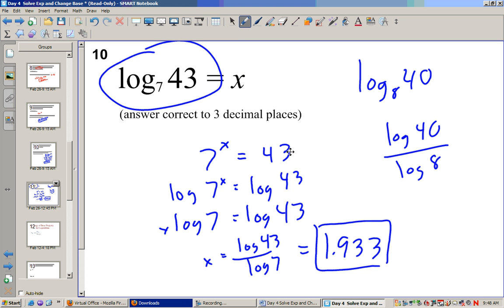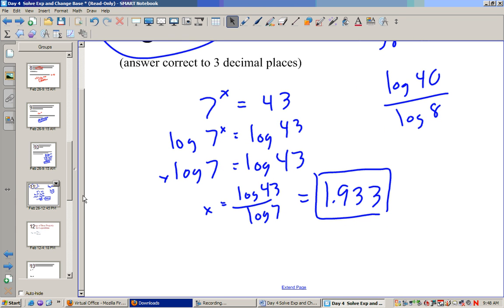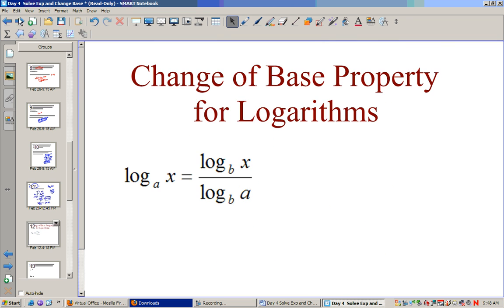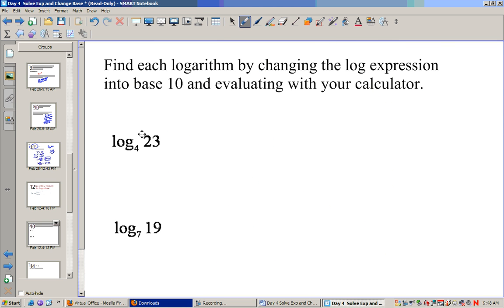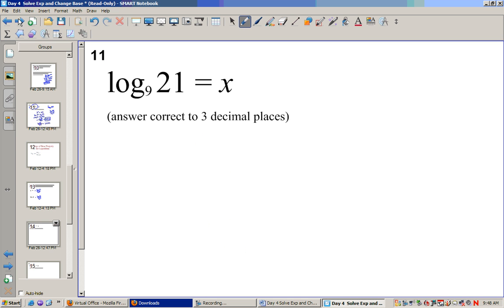Now, since I said you could do it with any base, if you wanted to try this in your calculator, if you did the natural log of 43 over the natural log of 7, you will still get 1.933. So whatever base you want to use, you're more than welcome to use. So in this one, we take the log of 23 over the log of 4. Or in this one, we take the log of 19 over the log of 7. This one, we take the log of 21 divided by the log of 9.